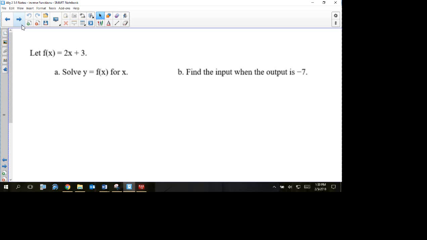division. What's the inverse of subtraction? What's the inverse of power? Square root. I didn't say square root. I said, yeah, root.